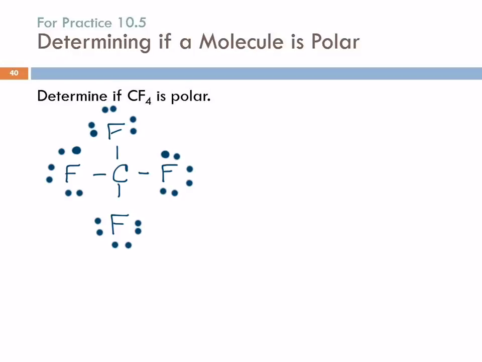So from my polarity hack, is that going to be polar or nonpolar? Does it have lone pairs on the central atom? No. Are all the atoms bonded to the central atom the same? Do they have the same electronegativities? Yeah. So no lone pairs, electronegativity is the same. It must be nonpolar. This one is nonpolar. So let's look at how that is.